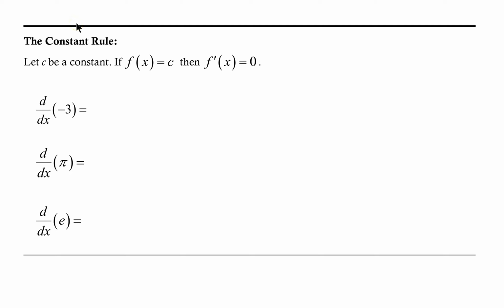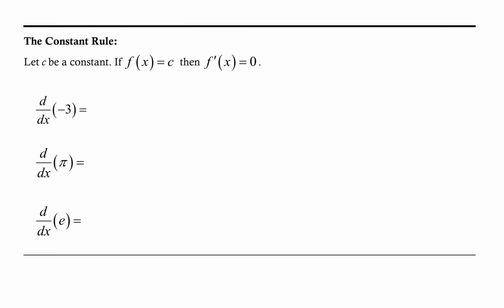Let's take a look at applying some rules for differentiation so that we no longer have to use the limit definition of the derivative. So let's start with the constant rule. Let C be a constant. If f of x is equal to a constant, then f prime of x is equal to 0. So we have a few examples here.